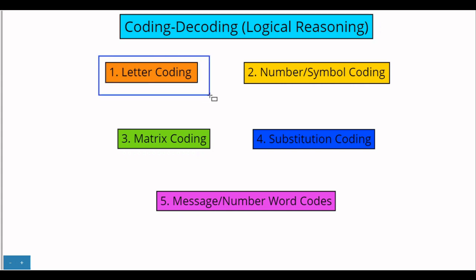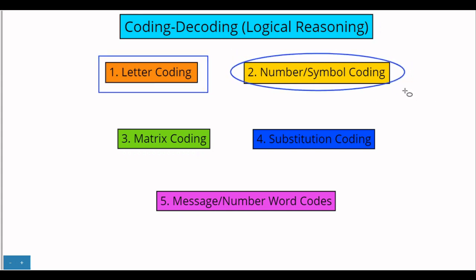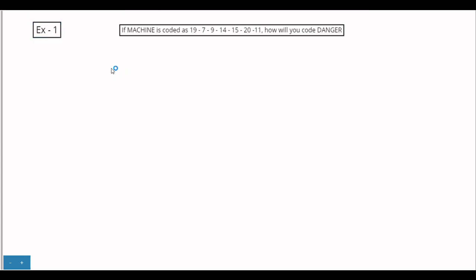Last video we studied letter coding. In this video we're going to study number symbol coding. If you want to check out my last video, it will be on the top right corner right now. So let's get on with number symbol coding. This is the first example. If machine is coded as 19, 7, 9, 14, 15, 20, 11, how will you code danger?